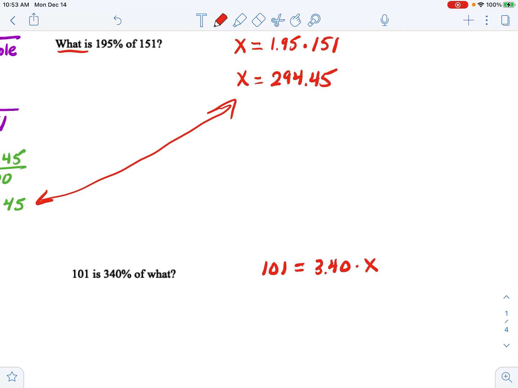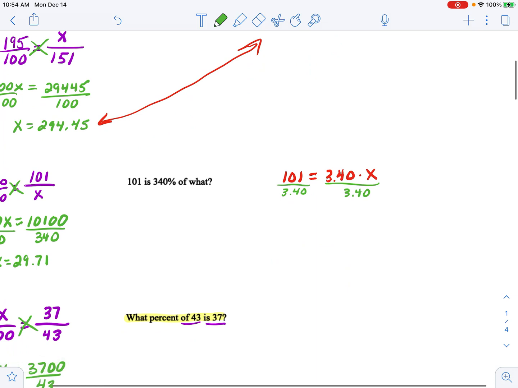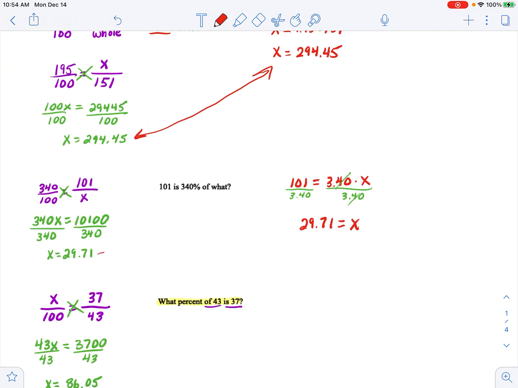This is a one-step equation where we need to isolate x. So we're going to undo the multiplication. We're going to divide both sides by 3.40. That's going to cancel that, and we get for our solution 29.71 equals x. So there is our number. And if you notice, we get the same answer.